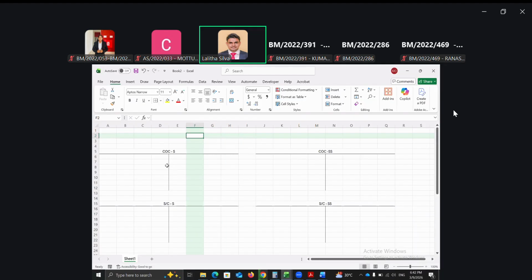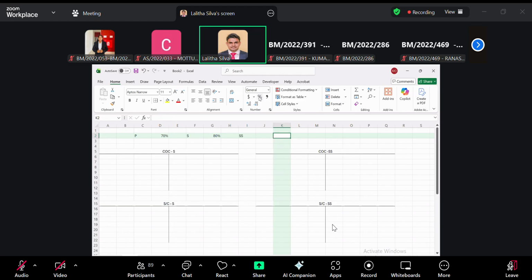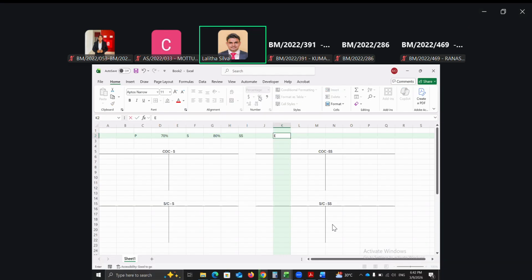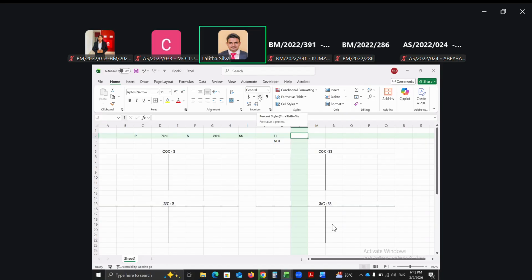We have three entities: entity P, entity S, and entity SS. Entity P has acquired 70% of the ordinary shares of entity S. Entity S has acquired 80% of the ordinary shares of SS. Quickly tell me the effective interest and the NCI. This is a vertical arrangement, where the parent has only an indirect control over its subsidiary.